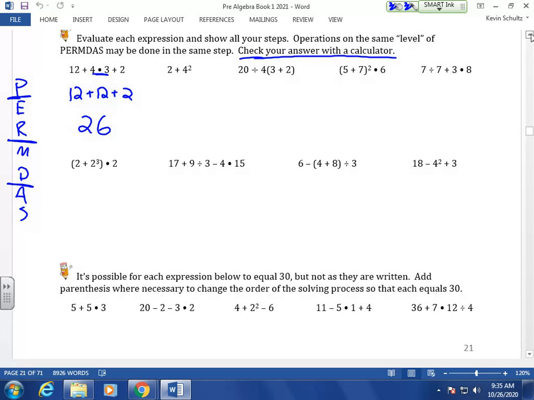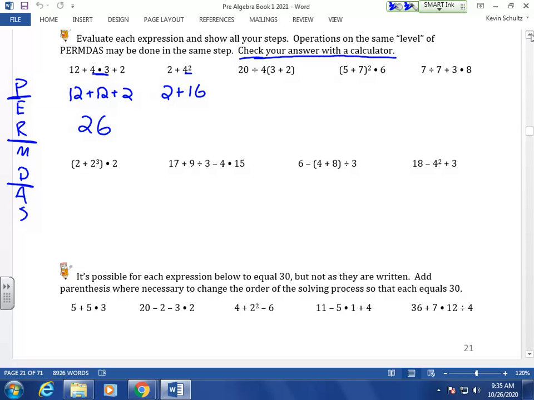2 plus 4 squared. What are we doing first? 2 plus 4 to the power of 2. The operations that we have are addition and then an exponent. What's going to be done first, Maggie? The exponent. Okay, so you're going to underline that. What is 4 squared? 16. Thanks for not saying 8.